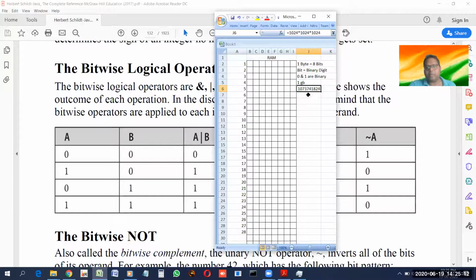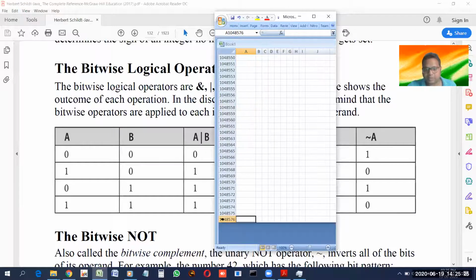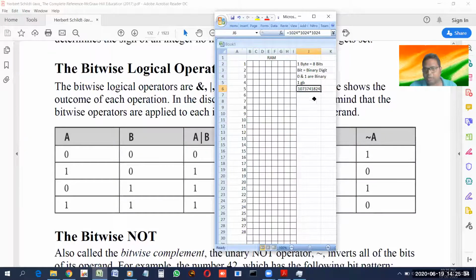So drawing or making such a large memory representation is simply not possible in Excel, because do you know how many rows Excel contains? Look at the last number: 10,48,576 rows could be there in one sheet of Excel. And how many memory cells are there? 1 arab 7 crore and more. So it's not possible to represent all the memory cells in Excel. But just for the sake of convenience, I've made this diagram.